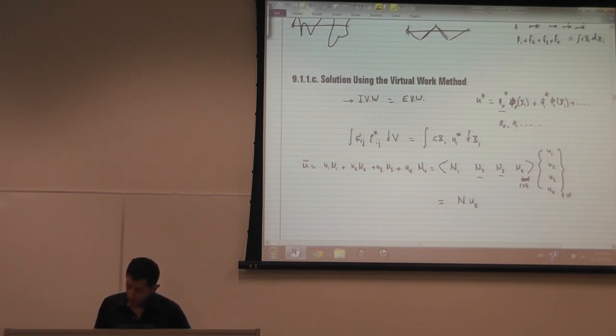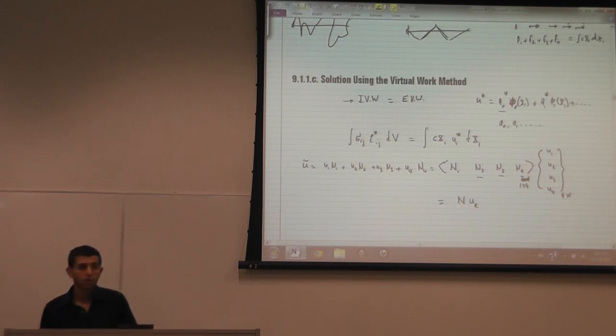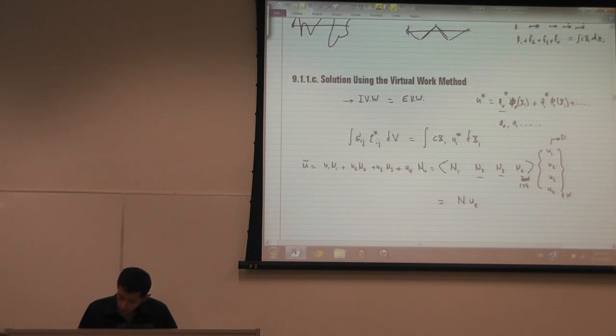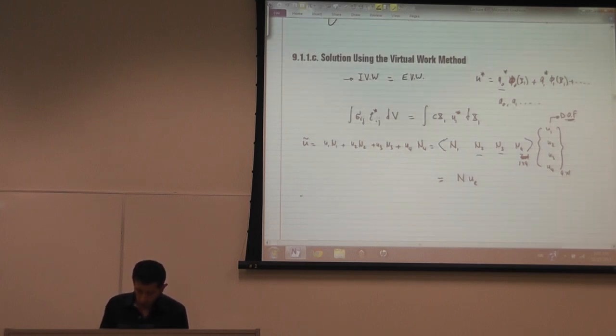These are functions of x, and U1, U2, U3, and U4 are the degrees of freedom of the system. If I know U1, U2, U3, U4, I know everything. I know my displacement, I know the strain. The only non-zero strain component is epsilon 1, which is du by dx1. These are constants, they're not functions of x, so they're going to stay. And these are the functions of x: dN1/dx1, dN2/dx1.